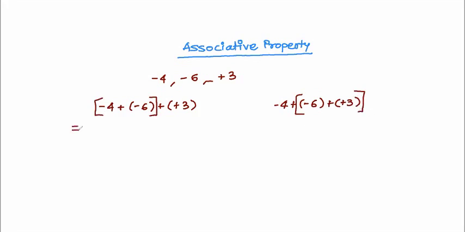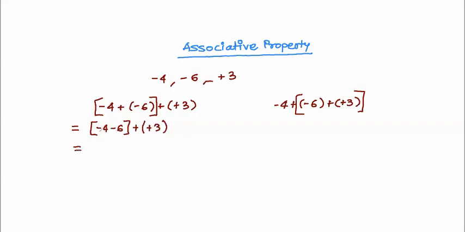Okay, so solving inside the bracket, we have -4 stays as it is. Plus and minus, different signs, always result in minus. So -6 plus +3.